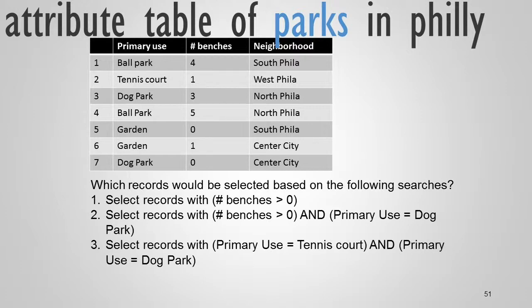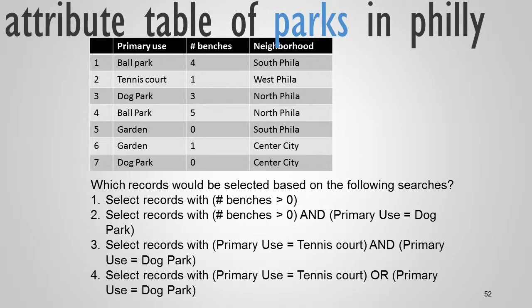Select records with the primary use equals tennis court and the primary use equals dog park. How many will be returned? Well, 0, because none of them meet those criteria. In fact, none of those have more than one primary use because they do not violate the first normal form. So this one will not return anything.